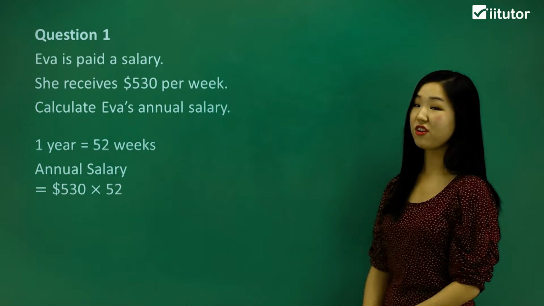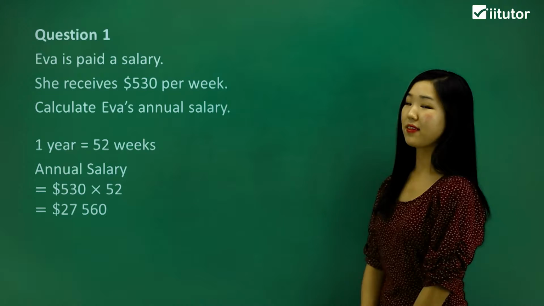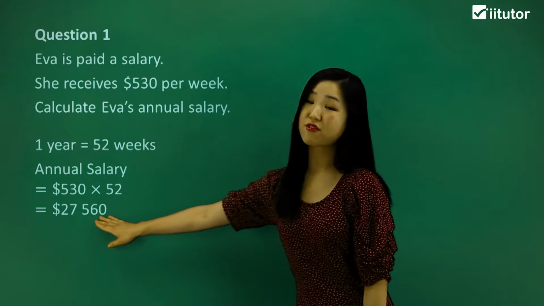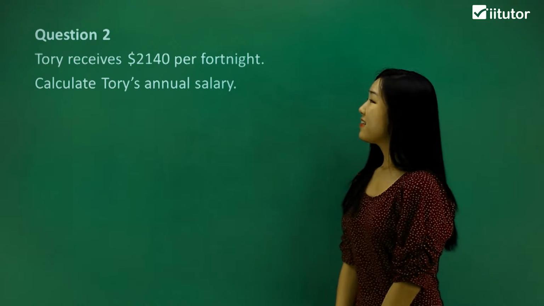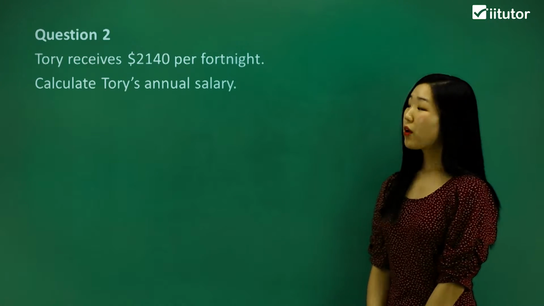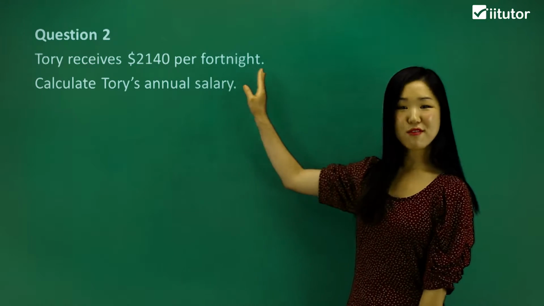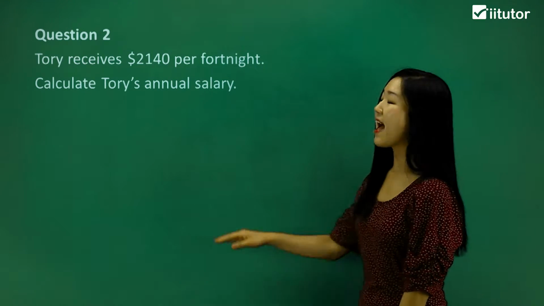Calculate that simply. You can use your calculator and you should get something like this. So Eva's annual salary is $27,560. So let's move on to question 2 now. Tori receives $2,140 per fortnight. Calculate Tori's annual salary.